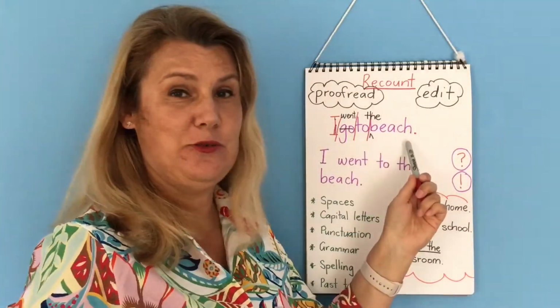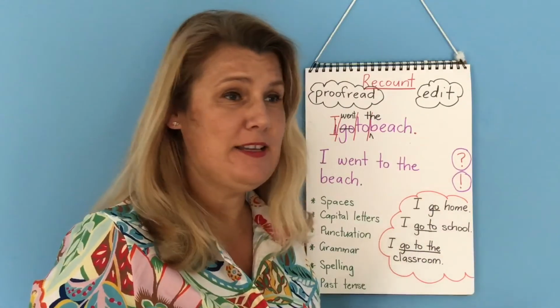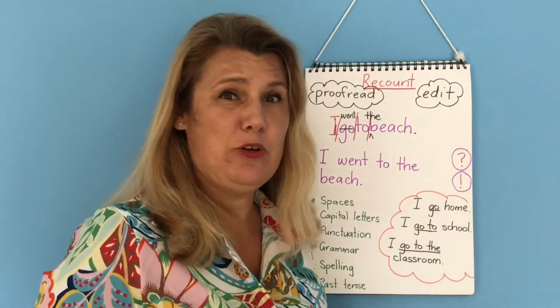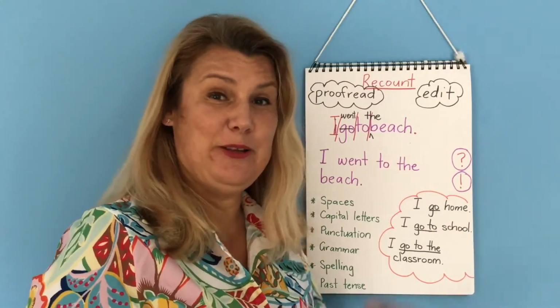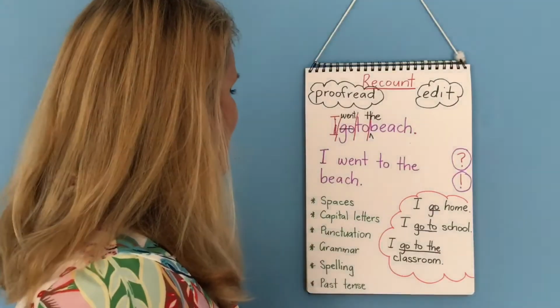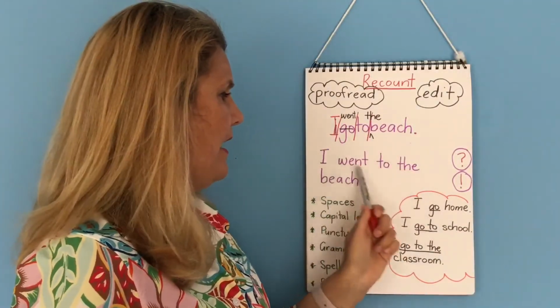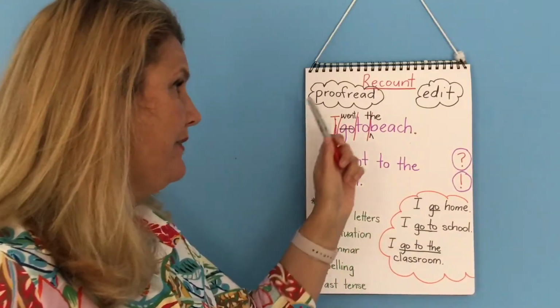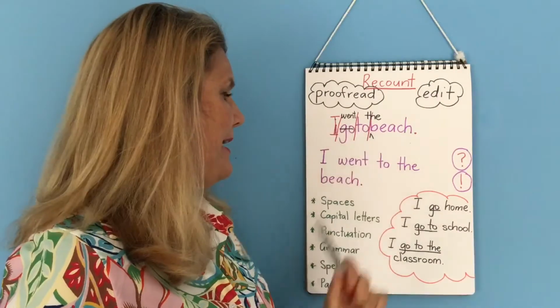This was my original try, and I don't mind people having a go and making mistakes, because I say we don't really call them mistakes, we call them lessons. Every time we make a mistake, it's a lesson. We're learning something new. All right, so let's look. We change from here to this sentence: I went to the beach, after we proofread our work, and then we edited the work by making changes.